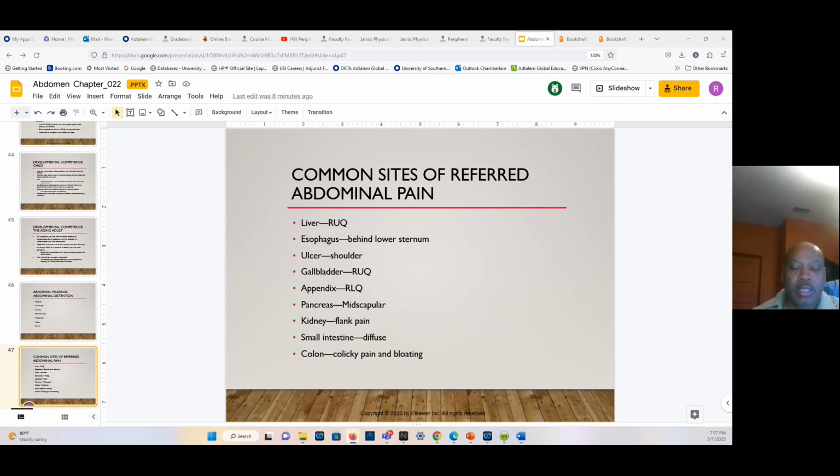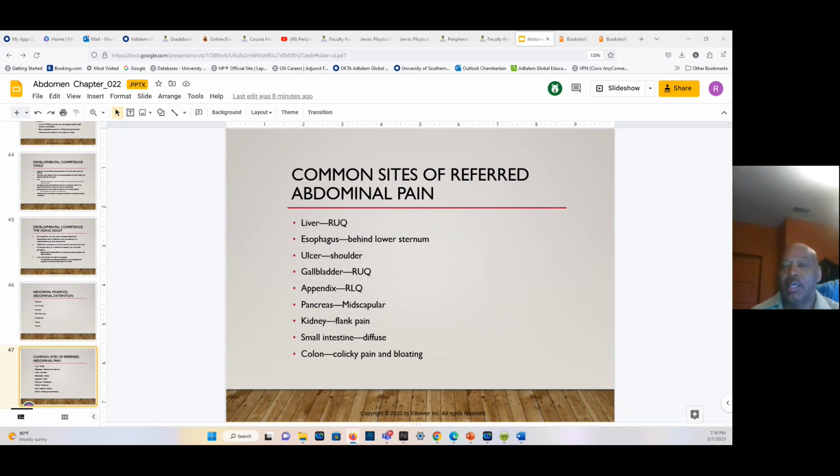Now, when a person gives a history of abdominal pain, the pain's location may not necessarily be directly over the organ involved. Keep that in mind, because the human brain has no felt image of internal organs. So the brain can't determine, in other words, where the organ is situated.